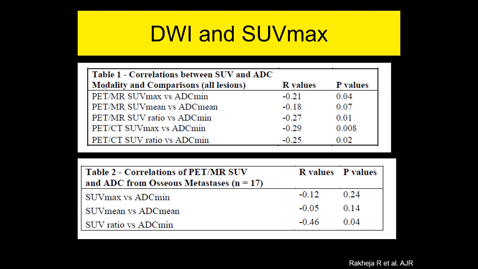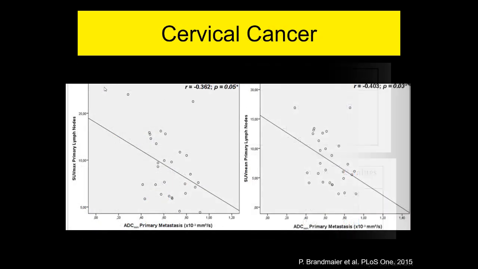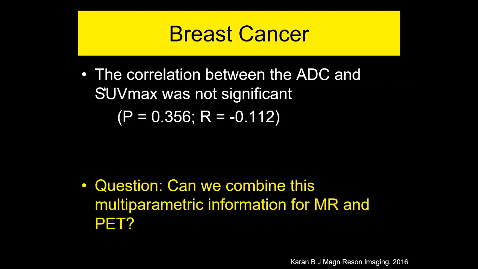So as ADC goes down, you have hotter lesions. And if that was perfectly correlated, your R value would be -1. What we find here is an R value in a range of -0.2 to -0.3, which is a poor correlation. There is some correlation, but it's relatively poor. That applies for different cancers, for example, for cervical cancer or for breast cancer.